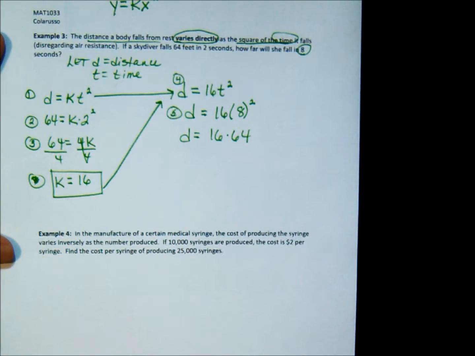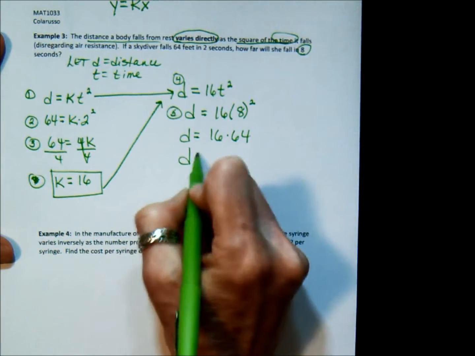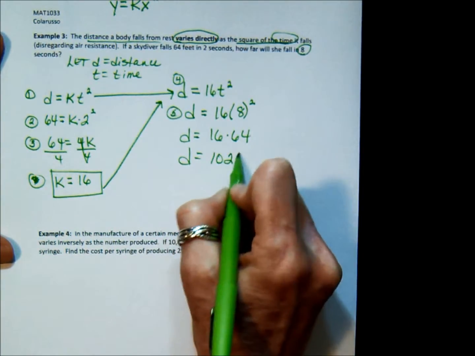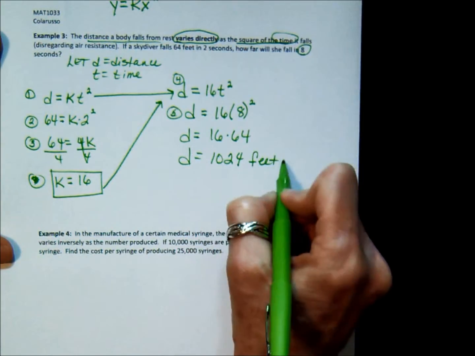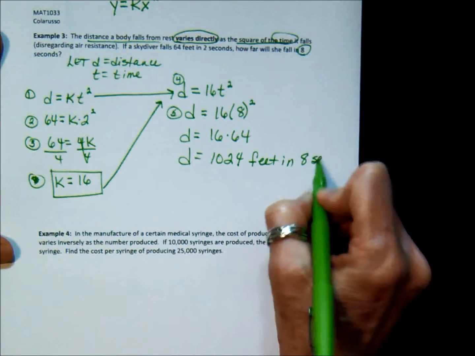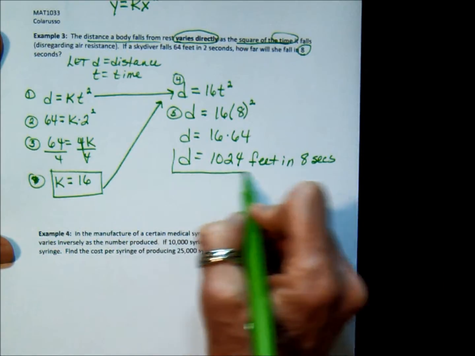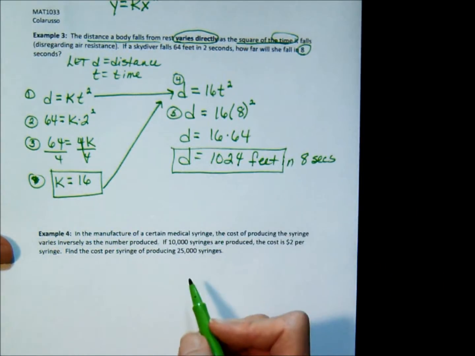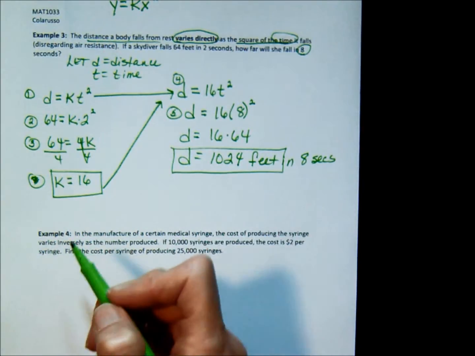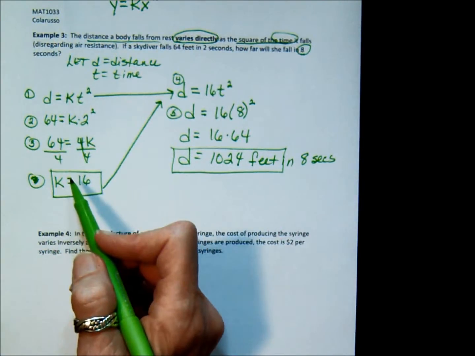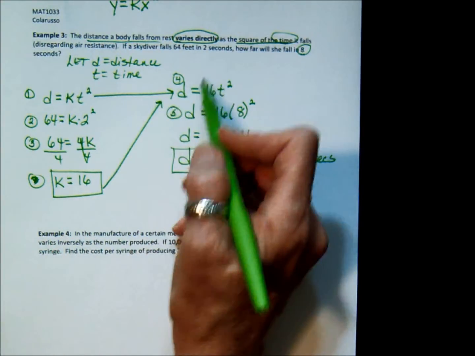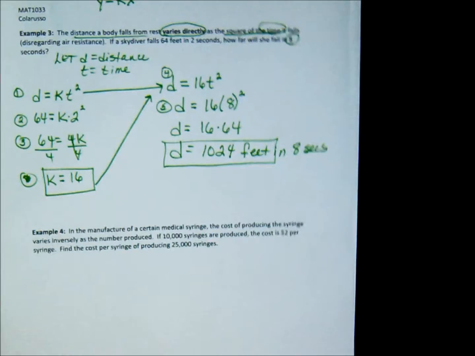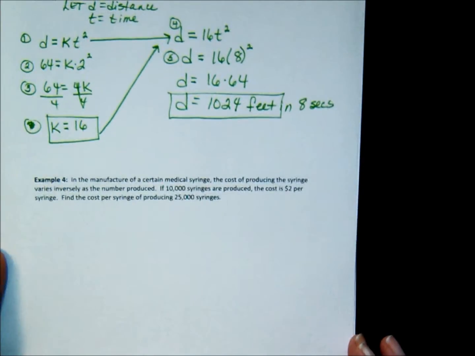Put that into your calculator, and what you get is the distance that she will fall is 1,024 feet in 8 seconds. I hope you are noticing, though, that every single time I'm working these problems the same way. I work down, bring it up, bring it over, work down again. All right, let's look at the next one and see if it is direct or inverse.